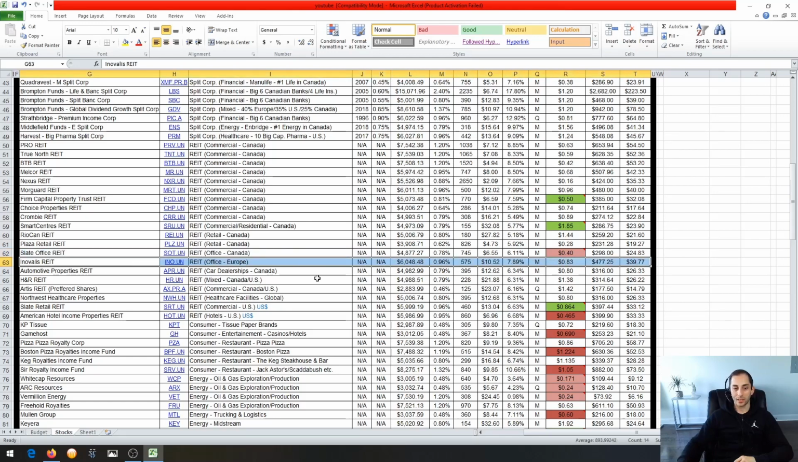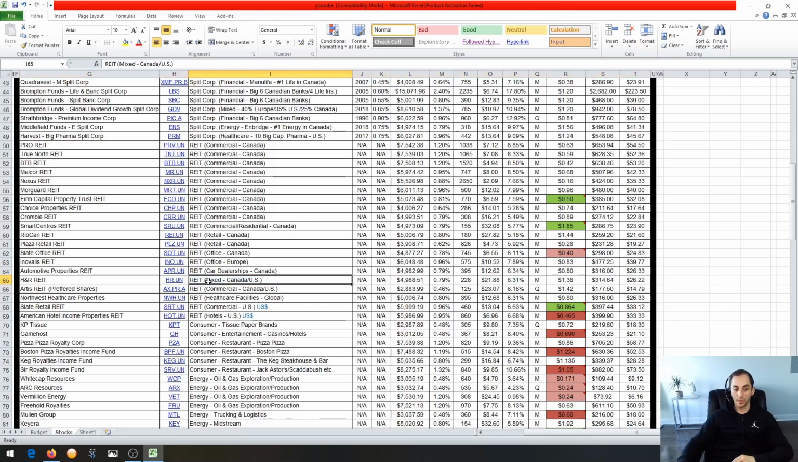The next one I really like. I think it's cool because they have office buildings in Europe, in France. I think they have them in Austria. So a good way to get some exposure in those international markets. The next one, Automotive Properties, is like it says it is. It's just automotive car dealerships all across Canada. So pretty cool to have this one. H&R is one of the biggest REITs out there.